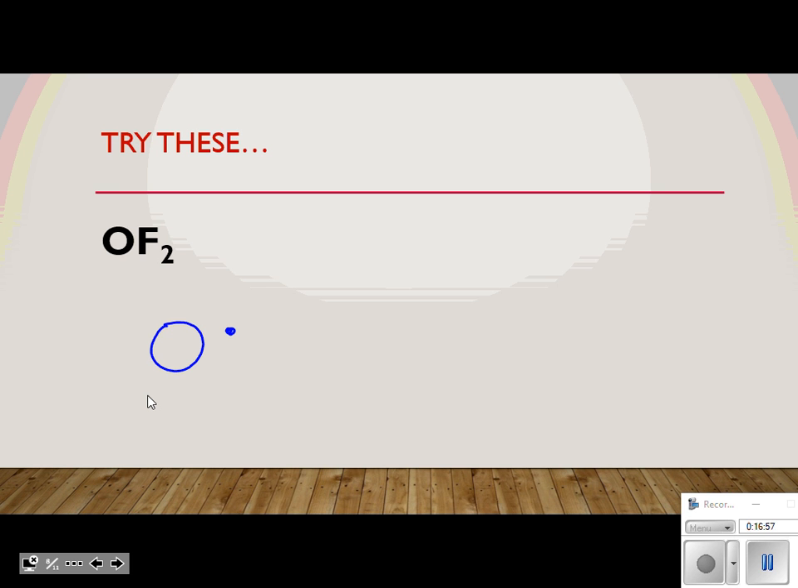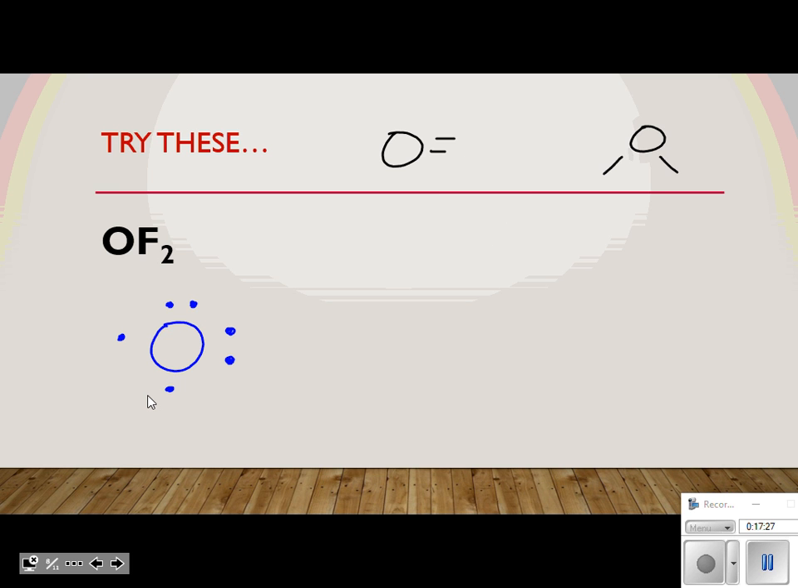I know that oxygen has 6 valence electrons. So I draw in my 6 valence electrons. I know that oxygen looks like that, correct? Now, which one of these do you think it's going to be? I guess that other O doesn't need to be there, does it?